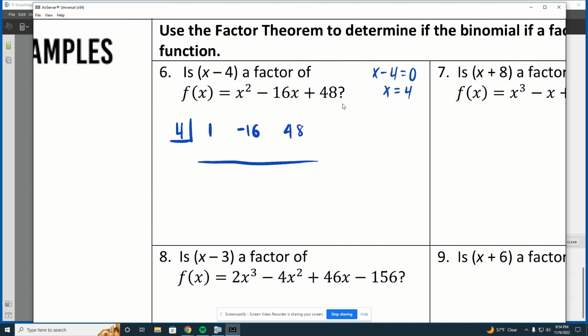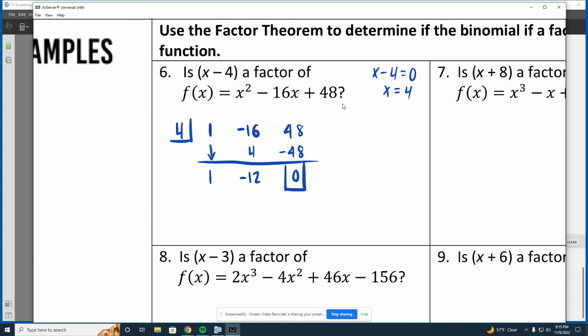And now I'm going to multiply, combine. 4 times 1, 4. Negative 16 plus 4, or 4 minus 16, negative 12. 4 times negative 12, negative 48. 48 minus 48, sure enough, is 0. My remainder is 0. What's that mean?